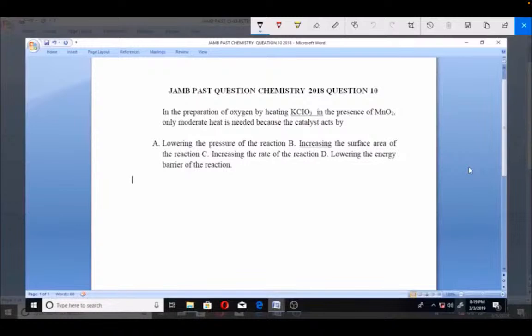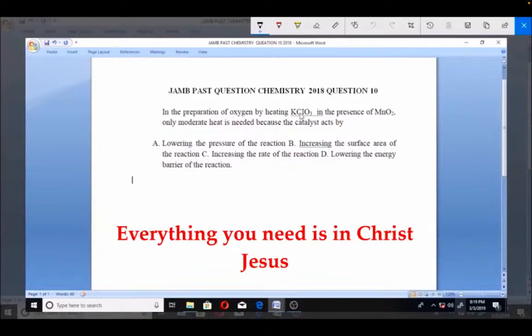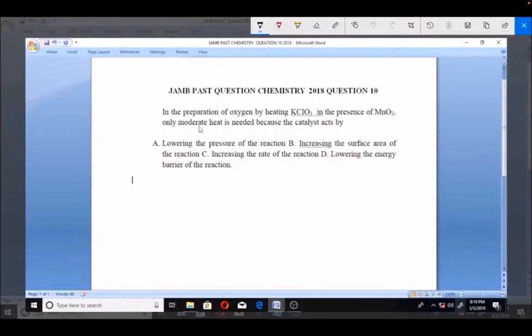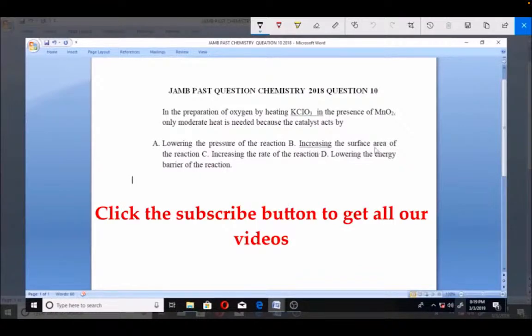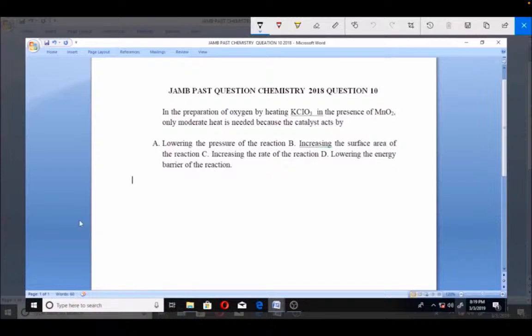Now let's look at question number 10 for WAEC past question Chemistry JAMB 2018. In the preparation of oxygen by heating KClO3 in the presence of MnO2, that's manganese(IV) oxide, only moderate heat is needed because the catalyst acts by: A. Lowering the pressure of the reaction, B. Increasing the surface area of the reaction, C. Increasing the rate of reaction, D. Lowering the energy barrier of the reaction.